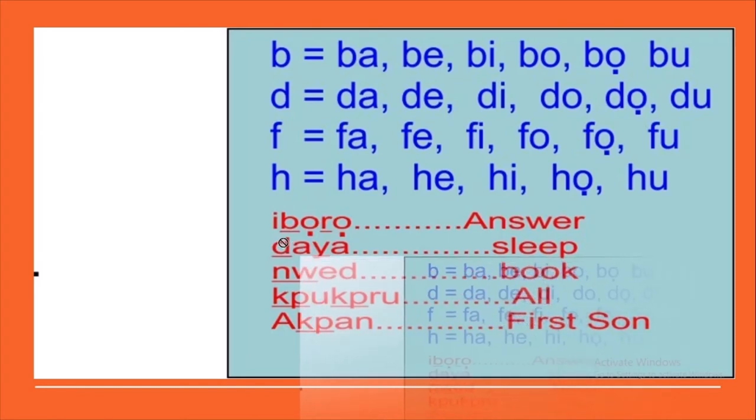Then the next one here, you see D, A, Y, A. D is the consonant, A is the vowel, Y is a consonant, and another A is the vowel. It gives you Daya. Daya means sleep. Then we have another one here.